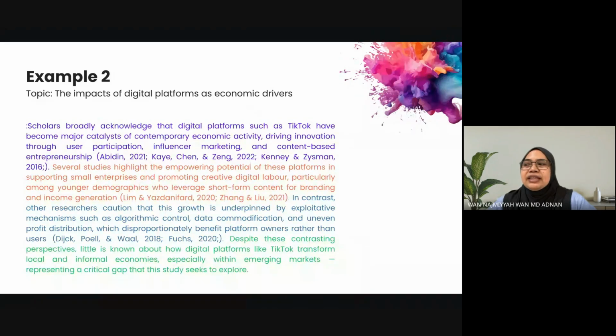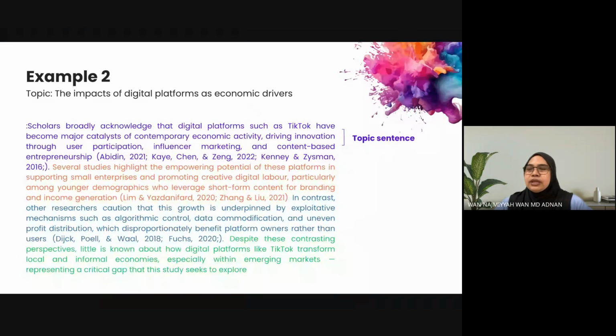Where the first sentence is what is known as the topic sentence. For example, when you talk about the impacts of digital platforms as economic drivers, TikTok for example, let's say what are the general ideas the scholars have said about the platform. So scholars broadly acknowledge that digital platforms such as TikTok have become major catalysts of contemporary economic activity, driving innovation through user participation, influencer marketing, and content-based entrepreneurship. So this is a citation from Abidin, Kay, and Kenny, Zisman, and all of them.